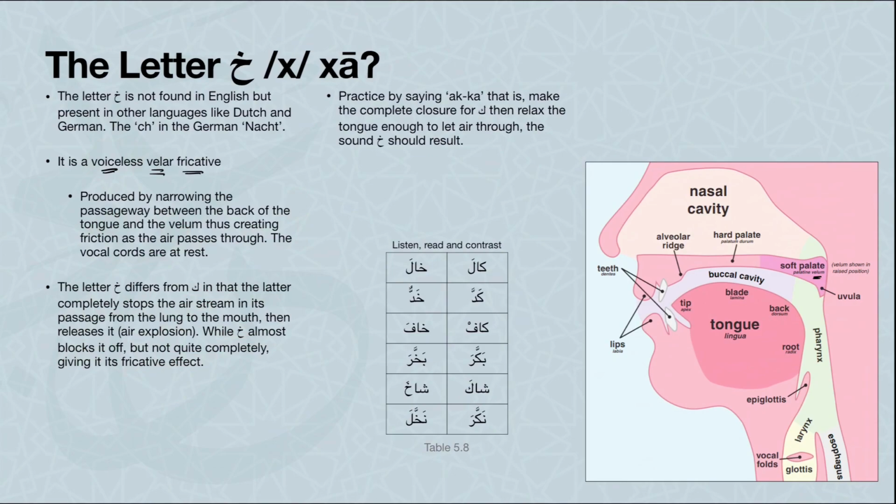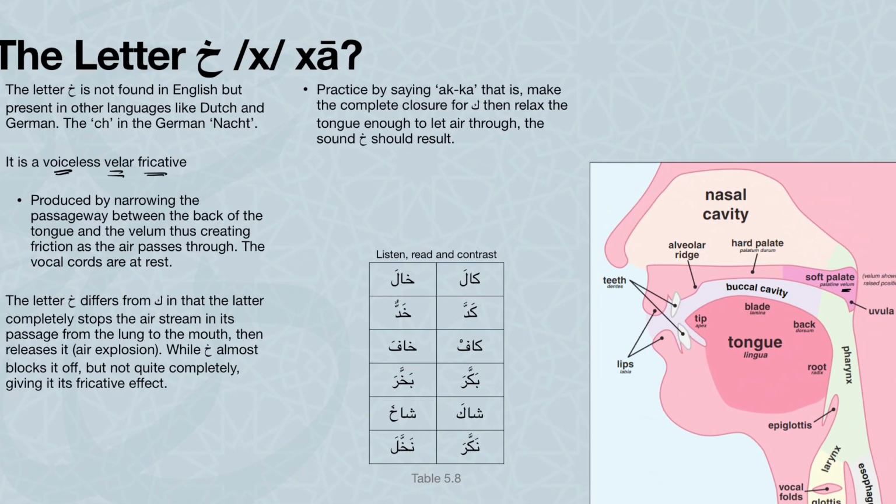Practice by saying a ka. That is, make the complete closure for ka, then relax the tongue enough to let air through. The sound kha should result. Akha. Like say uk and hold it. And then try to release that held air slowly. Ak, ak. You would result with kha.